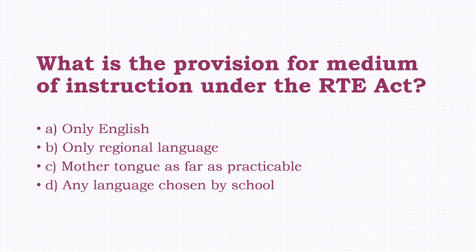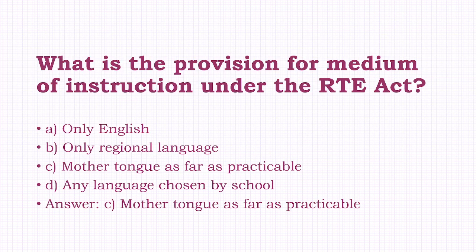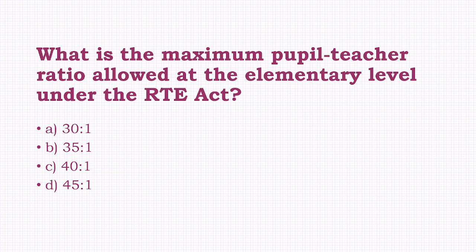What is the provision for medium of instruction under the RTE Act? Option: only English, only regional language, mother tongue as far as practicable, any language chosen by school. Answer of this question is option C, that is mother tongue as far as practicable. What is the maximum pupil teacher ratio allowed at the elementary level under RTE Act? Option: 30:1, 35:1, 40:1, 45:1. Answer of this question is option C, that is 40:1.